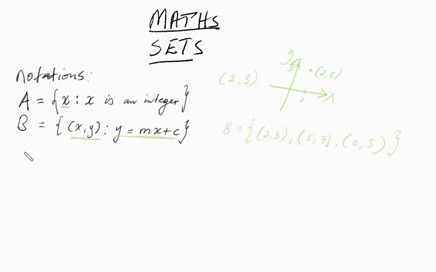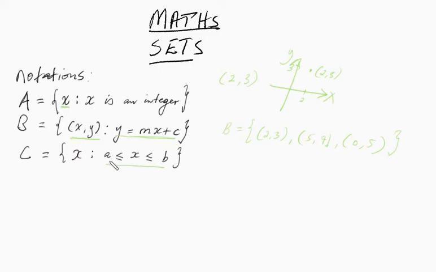Another representation could be set C is the set x such that let's say a is less or equal to x, which is less or equal to b, all right? So what do we have here? This is actually an interval, all right? It's basically an interval. Let's see how it looks like.